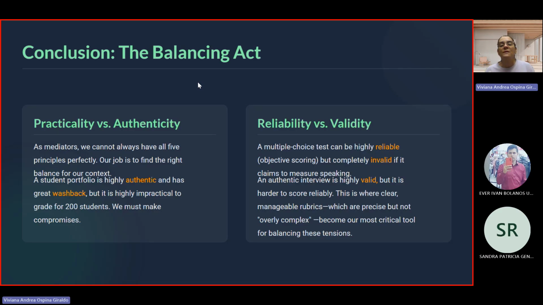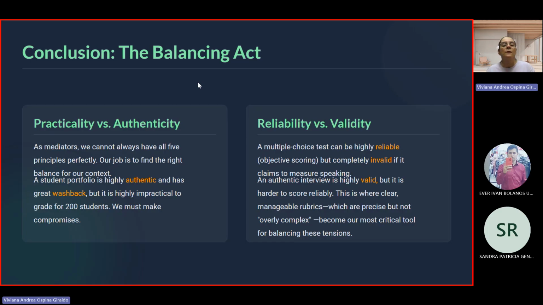Why is it harder to score? Because I'm a human being, and I may have subjective thoughts. Even if I have a rubric, I may think, oh no, but I think this person is doing well. Well, maybe he mispronounced a few words, but not that many. When I start thinking like that and my subjectivity starts interfering, that is when the rubrics become a wonderful tool, because they are precise, they are manageable, and I need to make sure that they become part of this balancing act.